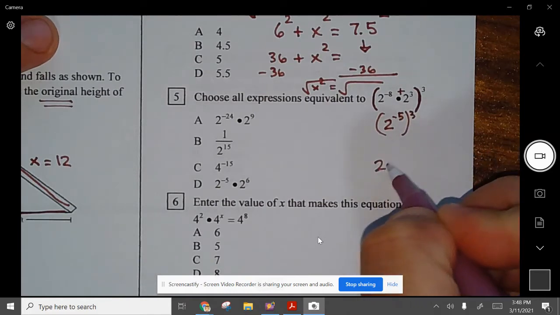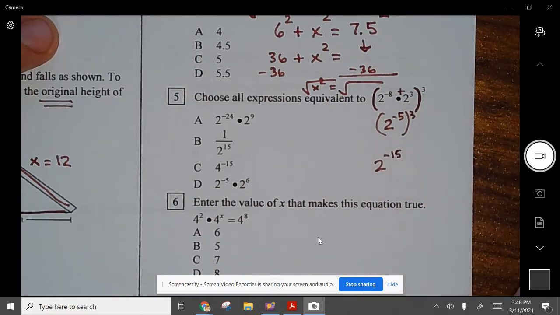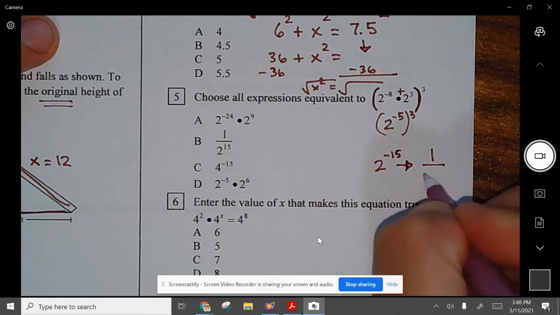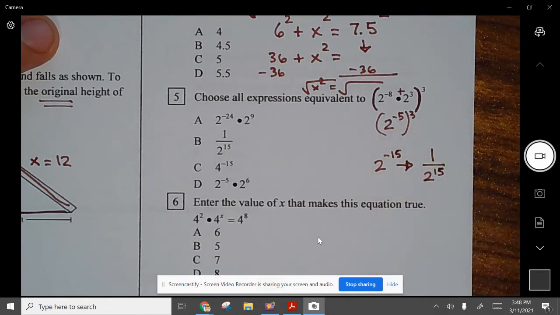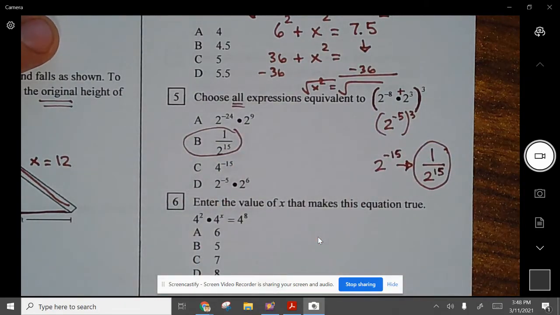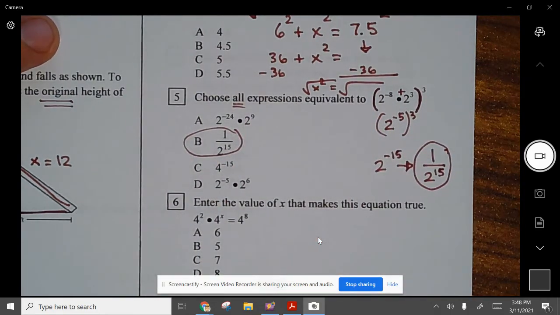What does this become? 2 to the negative 15. Okay. Well, where do I see that? Remember, this can't stay this way. This has to go and become 1 over 2 to the 15th, remember? So B is an answer, but it says choose all. So that always gives me a clue, like there might be more than one answer.